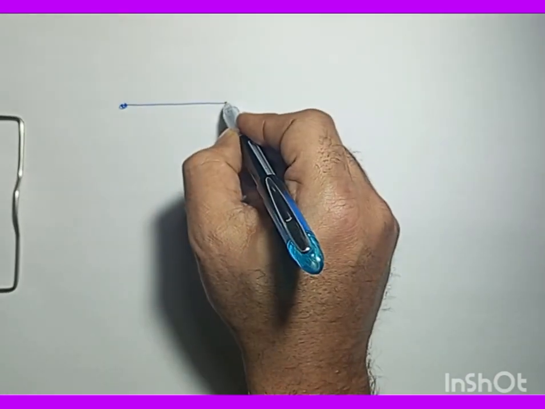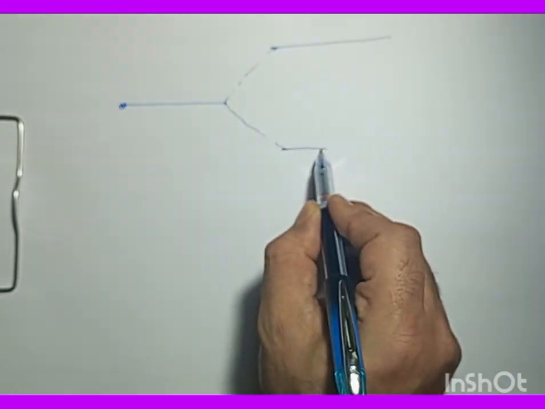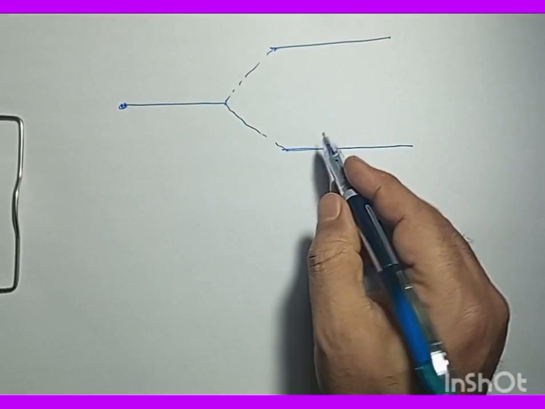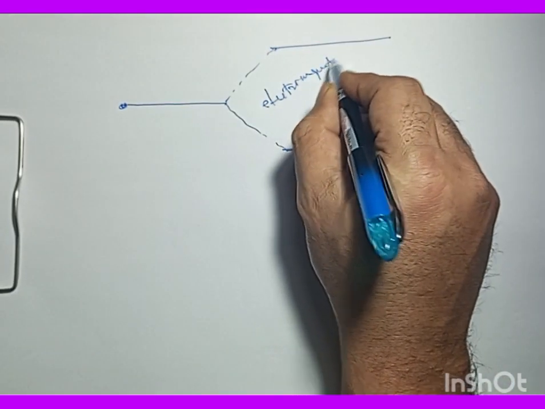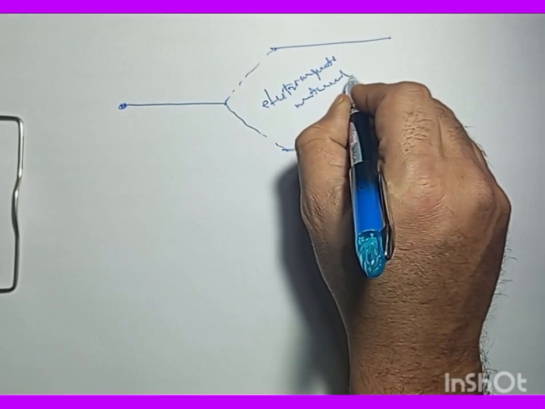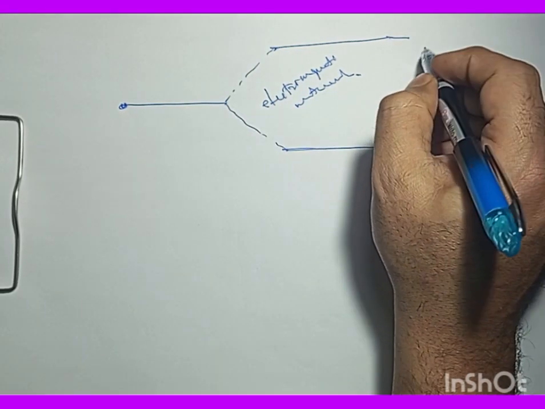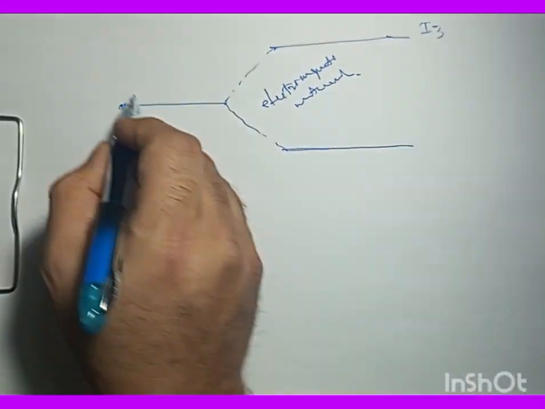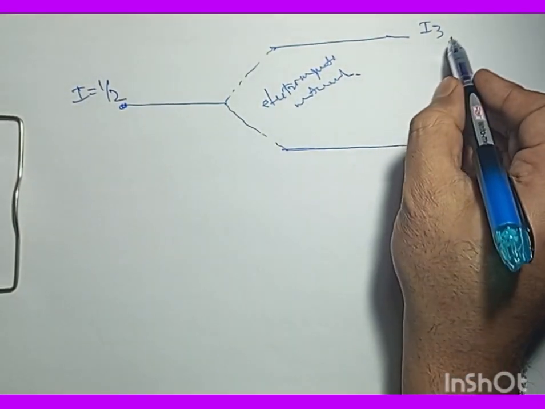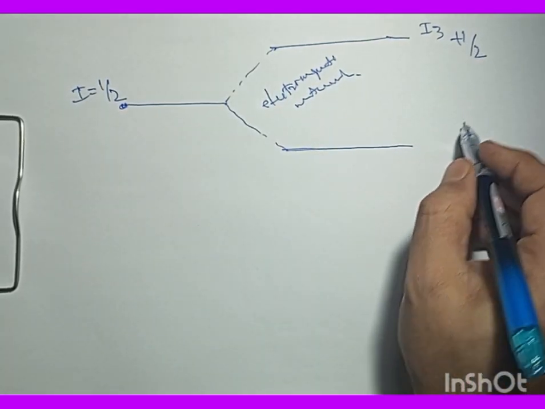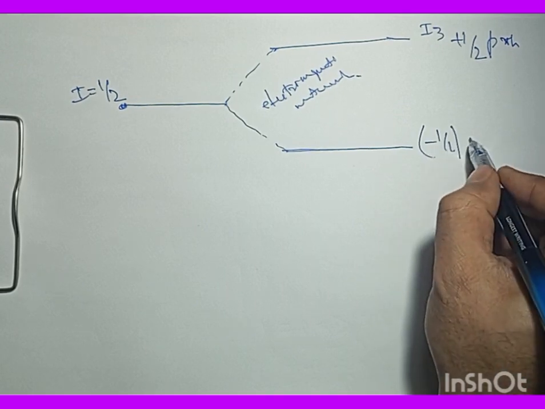Now let's draw these states. We have a nucleon state, and this nucleon state breaks down into 2 states. The 2 states are a result of electromagnetic interaction. Here we will have I3 states. So here I have I equal to 1 by 2. What I'll have is plus 1 by 2 state, that's for the proton, and minus 1 by 2 state for the neutron.